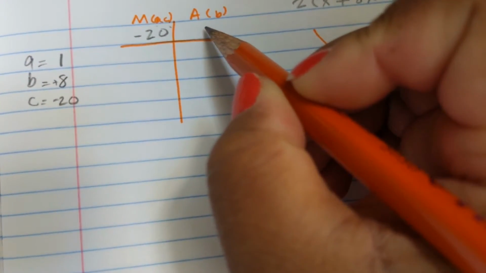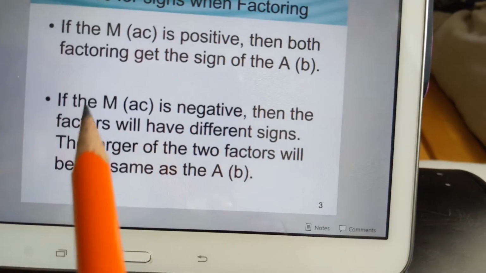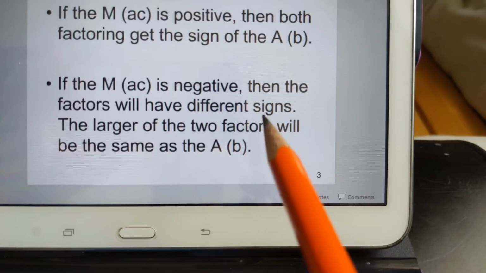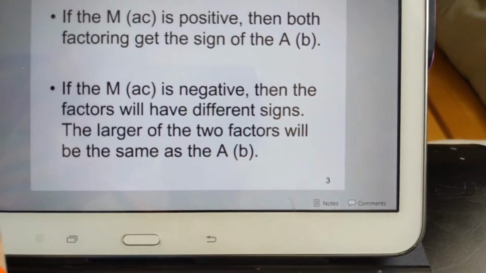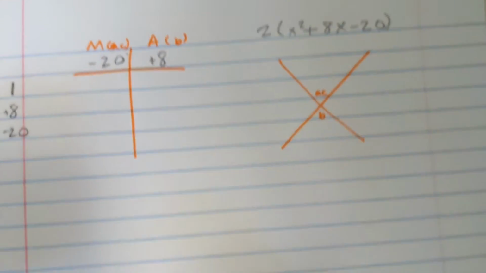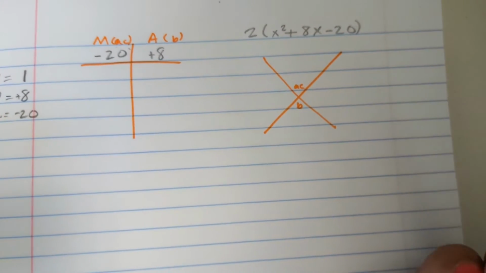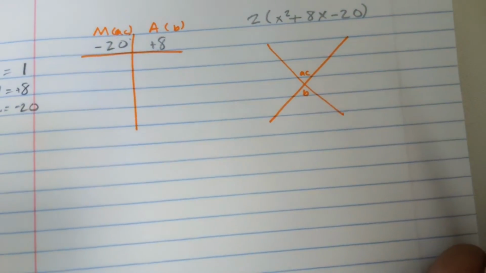On the A side, I have B, which is a positive 8. And according to your notes, what it says is if my M, which is the A times C side, is negative, then the factors will have different signs. So that means when I write out my factors, I'm going to have one positive and one negative. And it says the larger of the two factors will be the same as the A or the B. So back over here, I have all of my factors written out. And so we're going to start by finding all of the factors of 20. Again, I'm going to have one positive, one negative, and the biggest one should match that sign, which is positive.